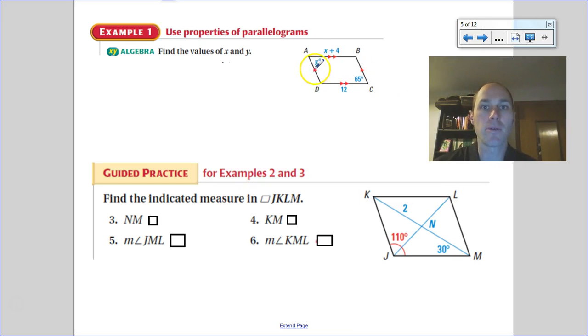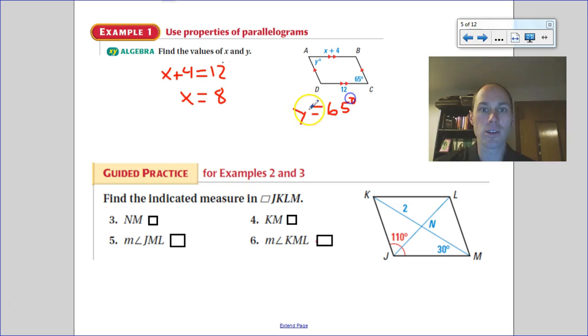So in this first example, we want to find the values of x and y. So I know that opposite sides are congruent, so 12 equals x plus 4. Therefore, I can set up an equation, x plus 4 equals 12, and solve that, so x would be 8, because 8 plus 4 is 12. Opposite sides are 12. Opposite angles would be congruent, so y would equal 65 degrees.